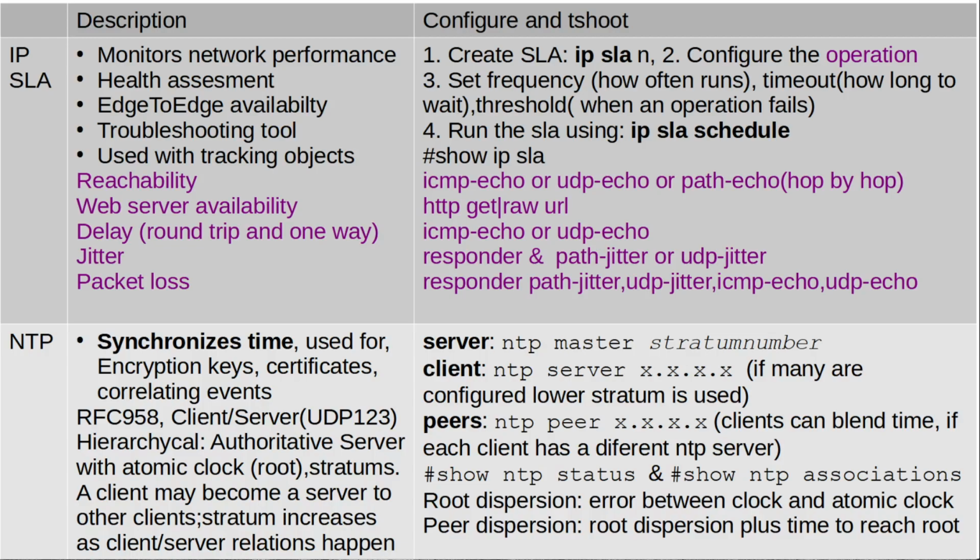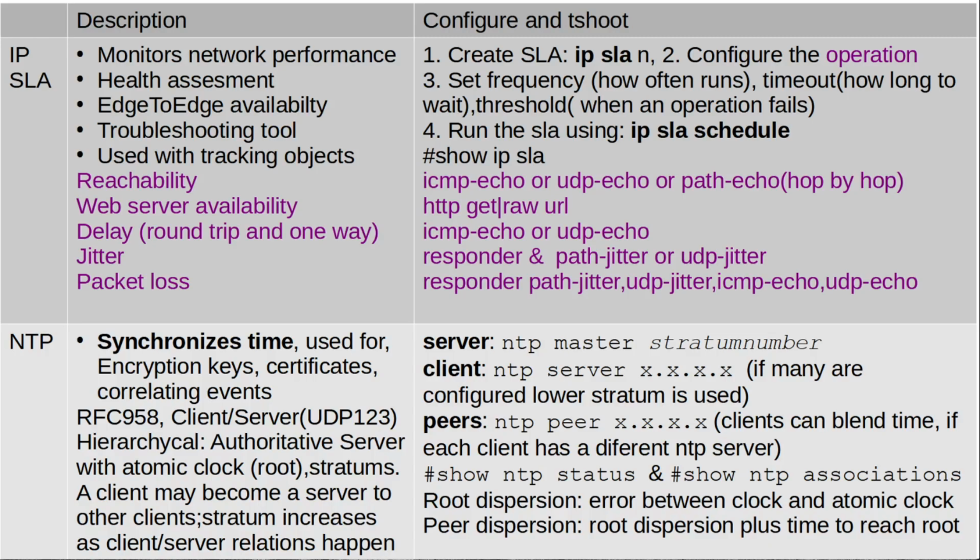You can configure a server using the command ntp master with a stratum number. A client can have several servers that can be configured with the command ntp server. If many servers are configured, the one having lower stratum is used. Remember that lower stratum is better because that stratum is closer to the root.